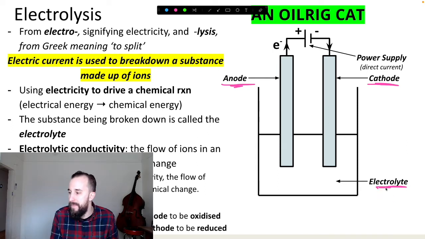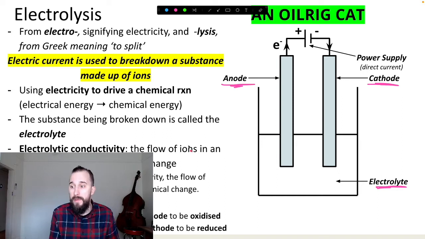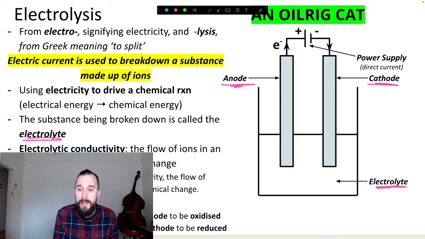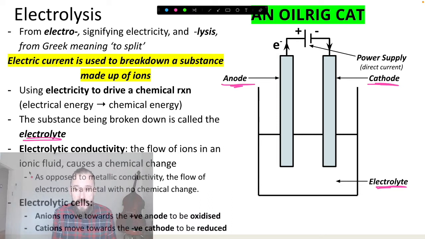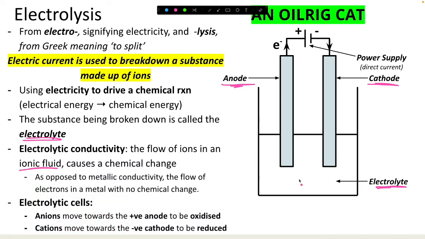Our electrolyte, this is our ionic fluid. We said here the substance that's being broken down is the electrolyte. It has to be an ionic fluid. So that means that we have positive cations and we have negative anions able to move. Might be molten, might be aqueous in the electrolyte here.